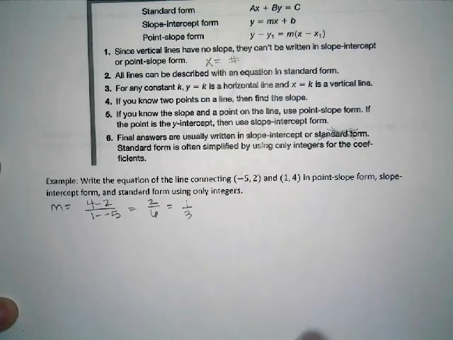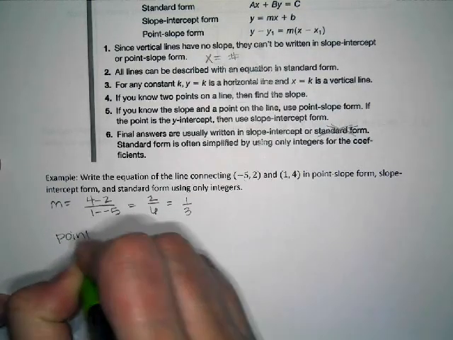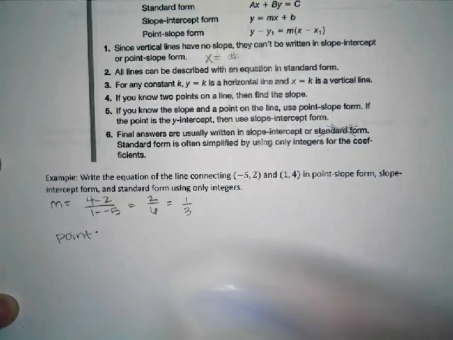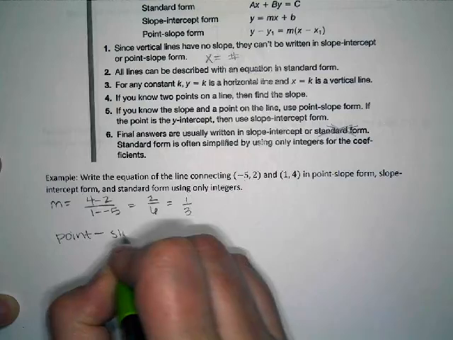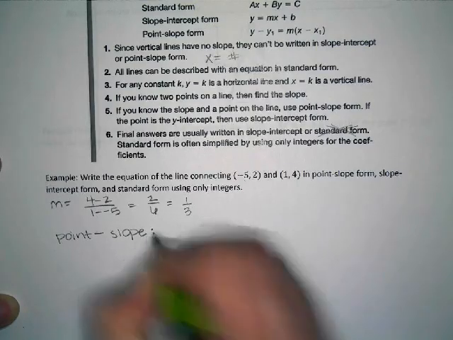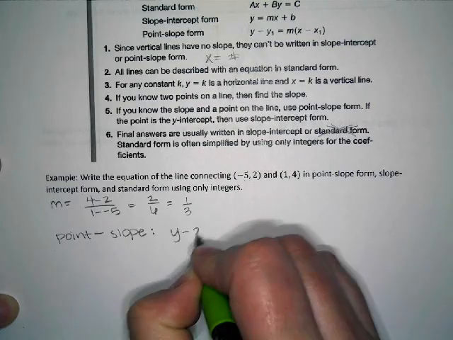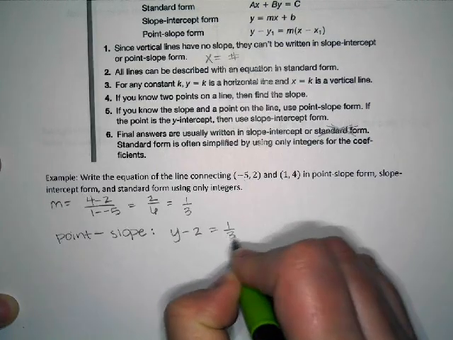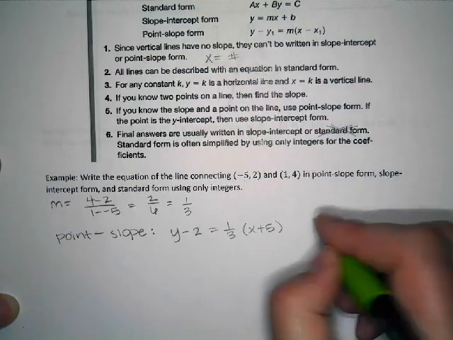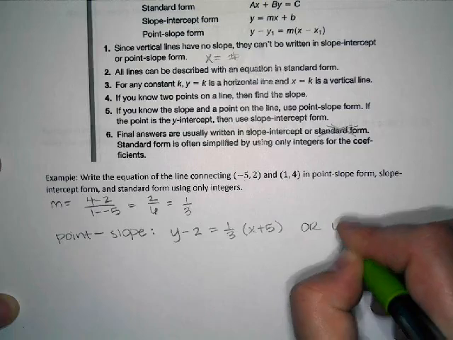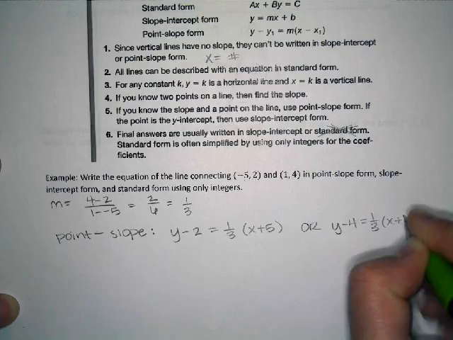Now, point-slope form is probably going to be the easiest. I can use either of those points and plug in the slope. So I can do y minus 2 equals 1/3 times x plus 5, if I use the first point. Or I can say y minus 4 equals 1/3 times x plus 1. Either of those answers is fine.